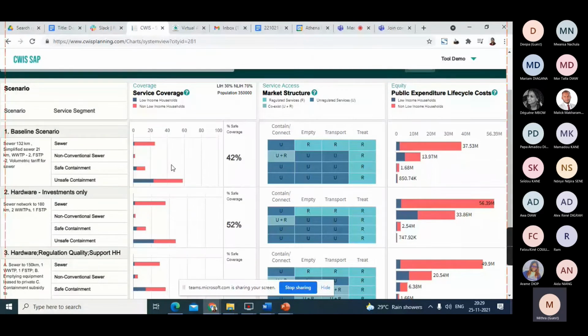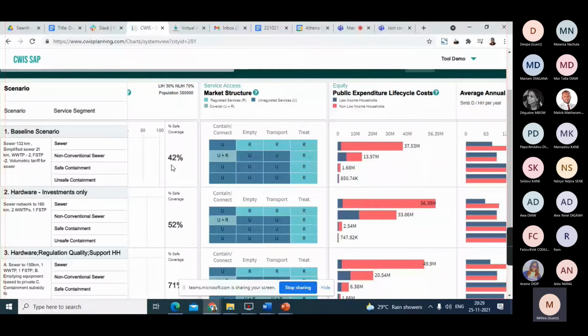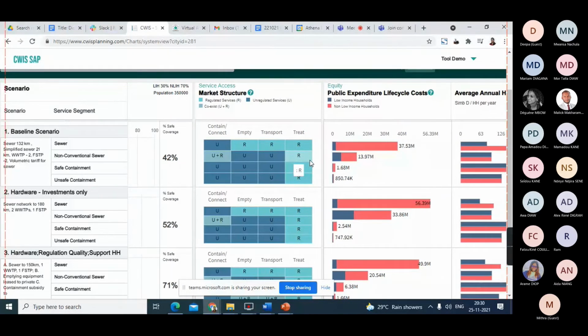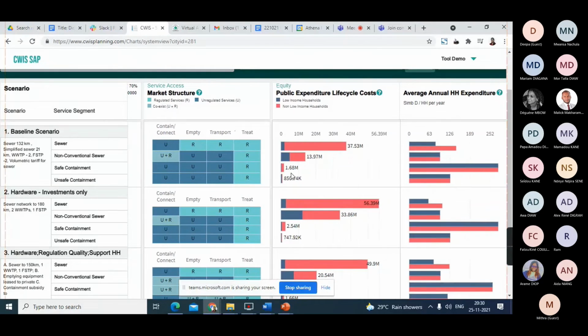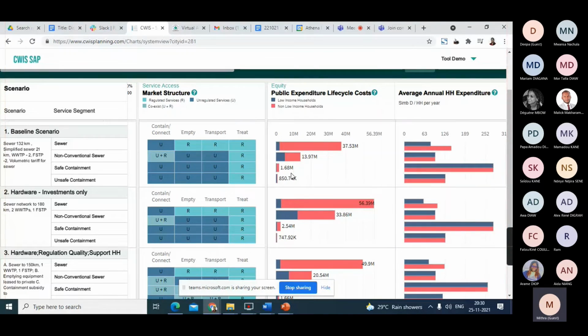So now the market structure. This straightforwardly represents the authorities that have legal mandate in each of these sections for the hardware along the sanitation chain. Again, remember, U represents unregulated, R is regulated, and U plus R means coexist. So we may recall that we have specified these in the service model in the input sections.